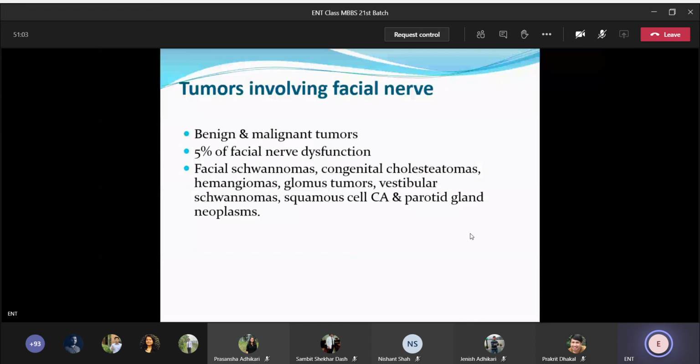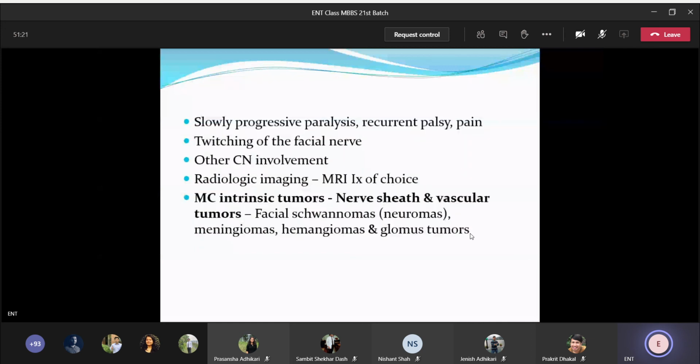So other causes are tumors of the facial nerve, benign or malignant. About 5% of facial nerve dysfunction. Facial schwannoma, congenital cholesteatoma, hemangioma, these are the other causes. The most common intrinsic tumors of the nerve are nerve sheath and vascular tumors, so it is facial schwannoma or neuroma, meningioma and hemangioma. These are the tumors which cause facial nerve palsy.